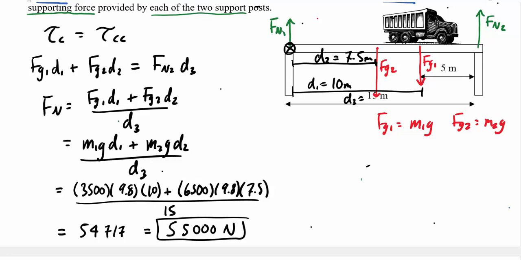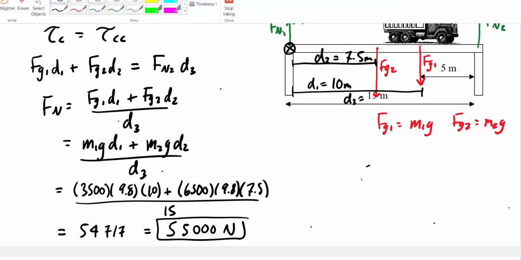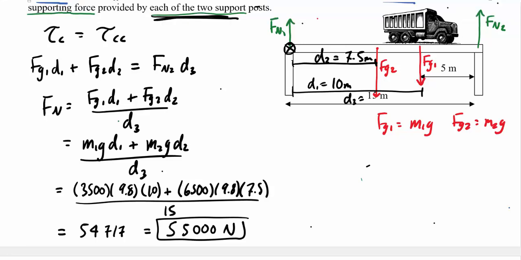But remember that I need to find both of the supporting forces, so I need to find FN1 as well. Now at this point you might say, okay, fine, we chose the pivot on the left side. Let's just move the pivot and redo the calculation. And that would totally work. You could choose the pivot as being the right side, run the numbers, and you'll get the right answer. But that's more work than I want to do.